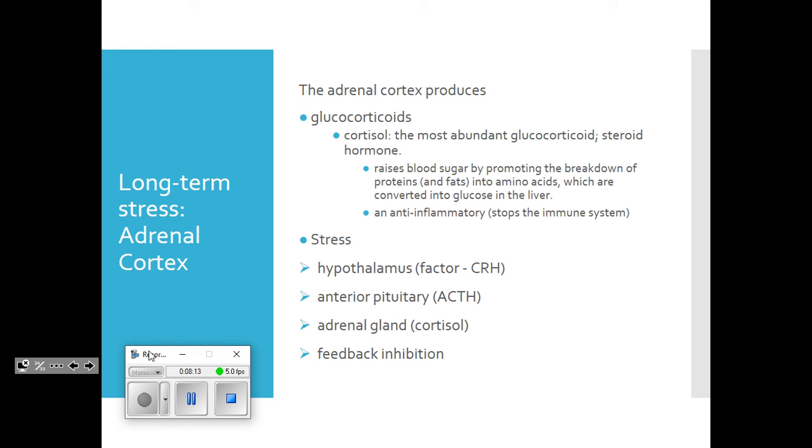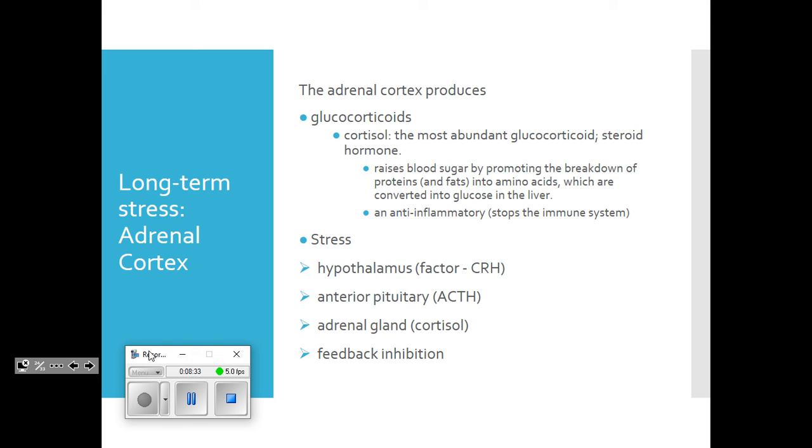Cortisol is the example. Cortisol's job is to raise blood sugar. It does this by promoting the breakdown of proteins and fats into amino acids, which your body then converts into glucose. It also acts as an anti-inflammatory, so it reduces inflammation.